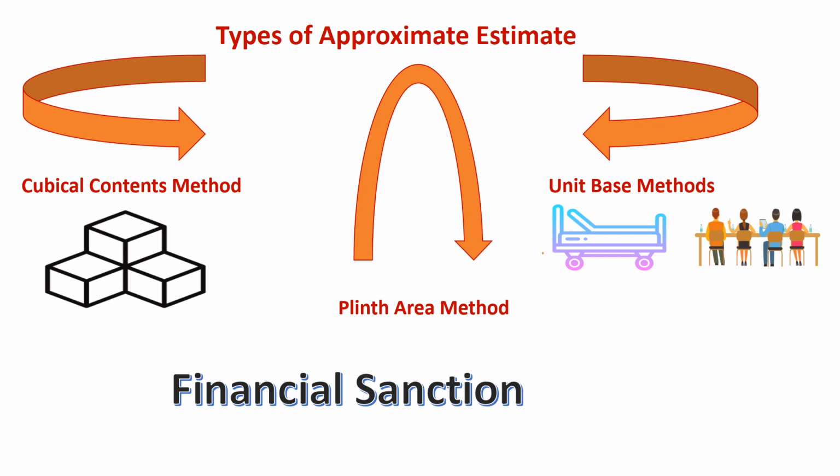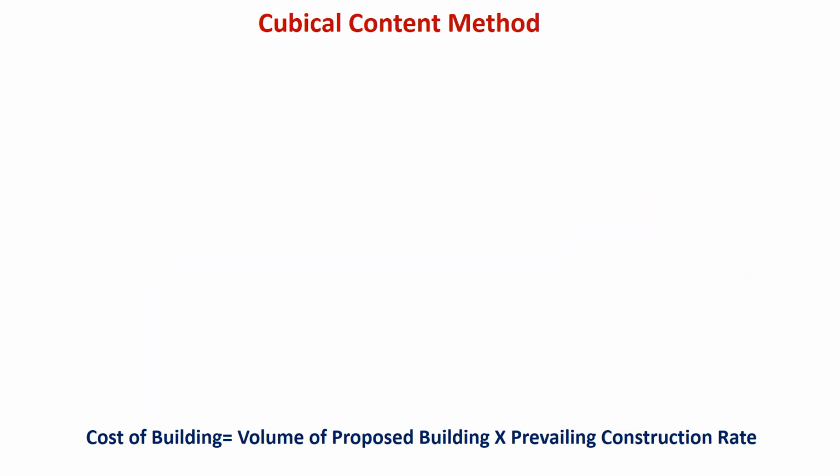So why are we going to prepare this approximate estimate? This is prepared for financial sanction when the time period is very short, so we can release the funds on time. So coming to the first method, that is the cubical content method. What is the cubical content method?